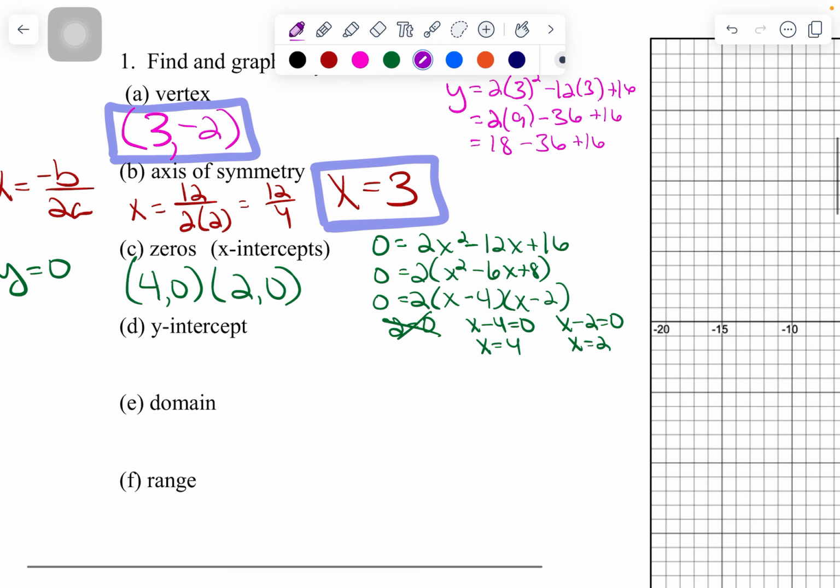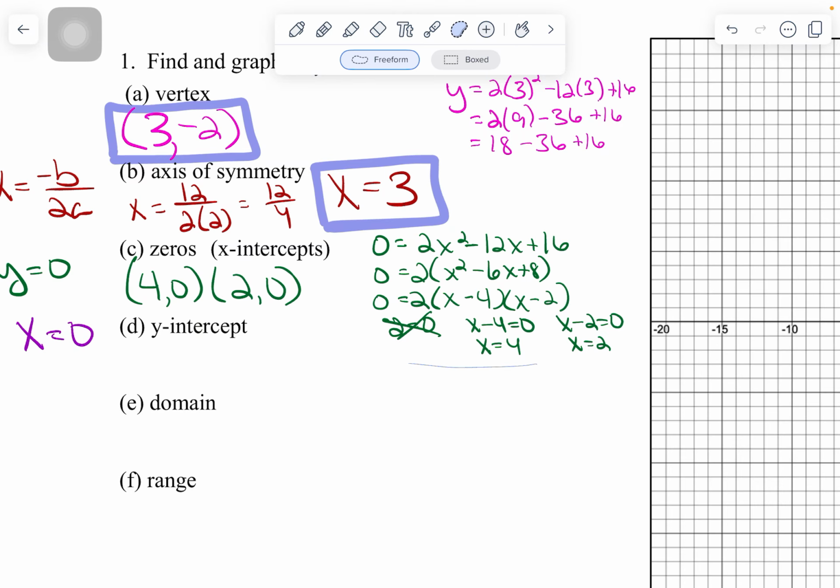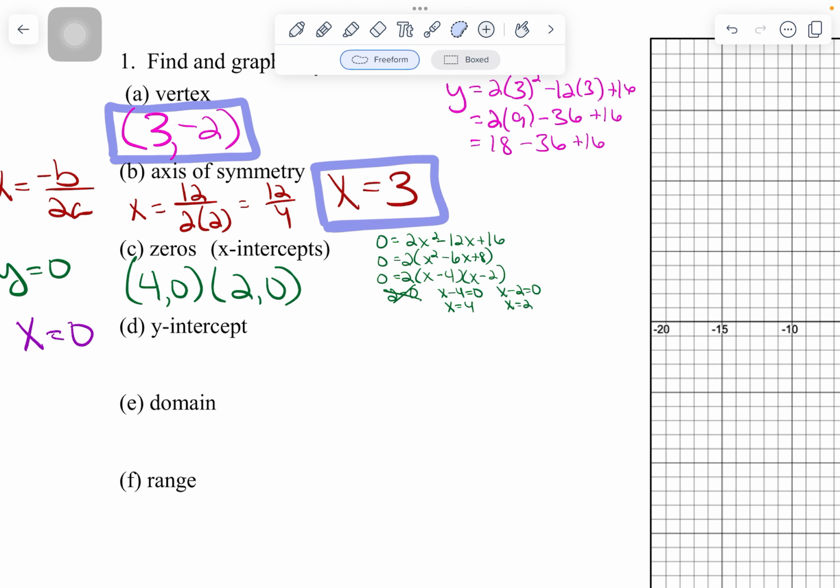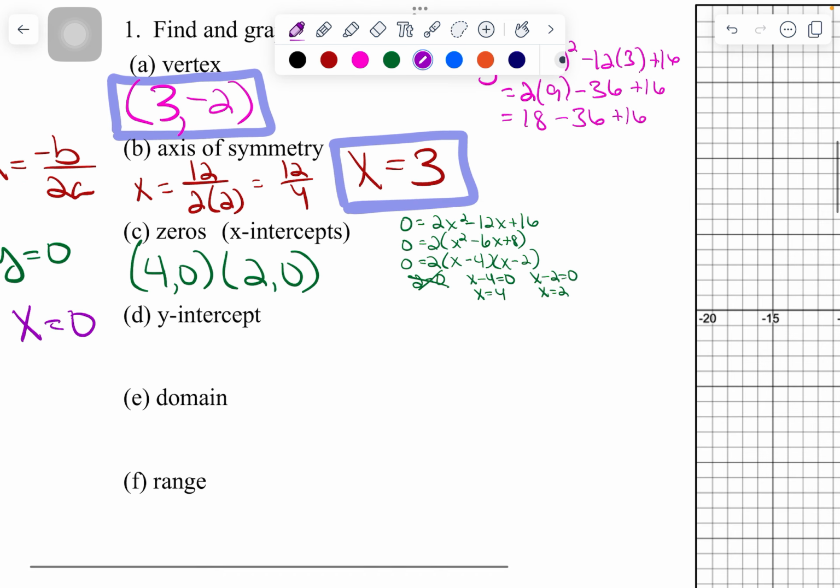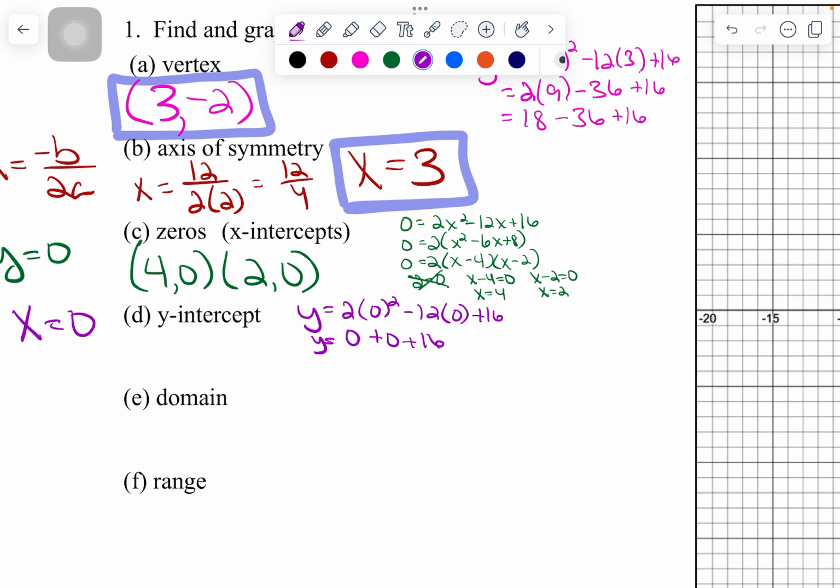For my y-intercept, I'm going to write the actual letter you're looking for, x equal to 0. And I'm going to shrink down this work that I just did for the x-intercepts. And so let's talk about y-intercept here. We're going to make x equal to 0. So y is equal to 2 times 0 squared minus 12 times 0 plus 16. So 0 squared is 0, 0 times 2 is 0, 12 times 0 is 0, and 16. So 0 plus 16 is 16.